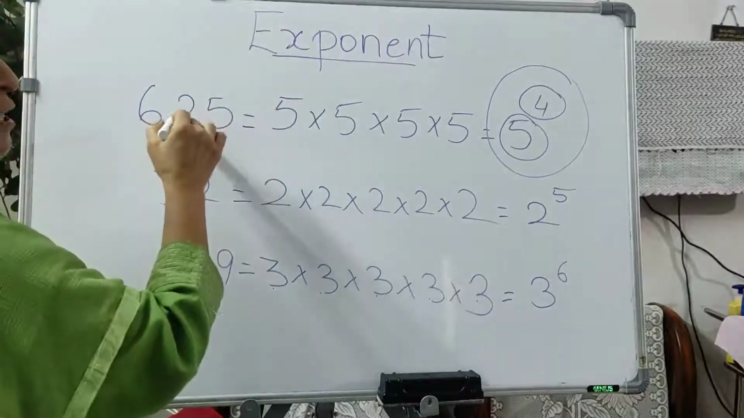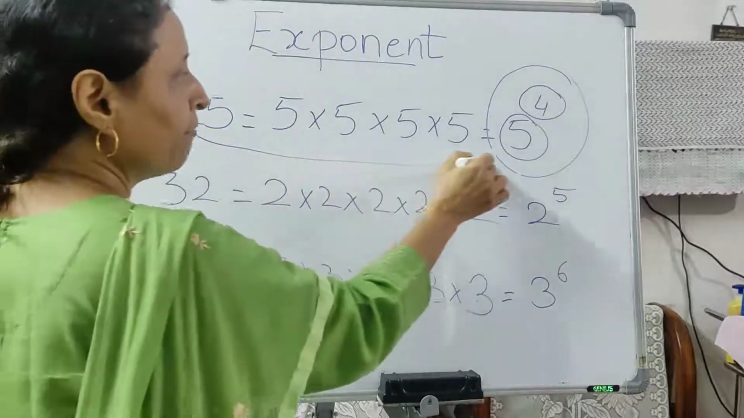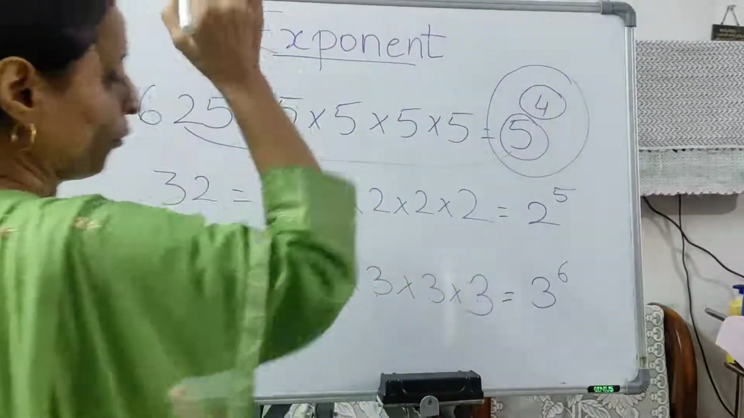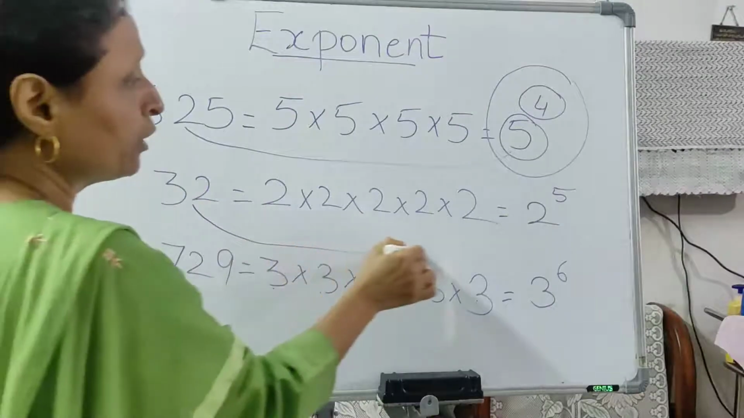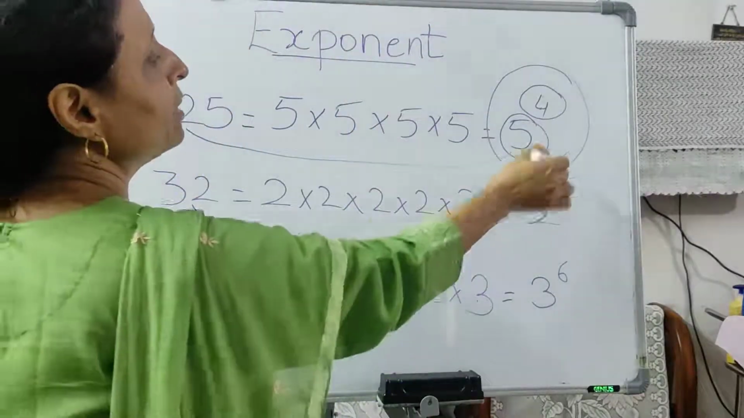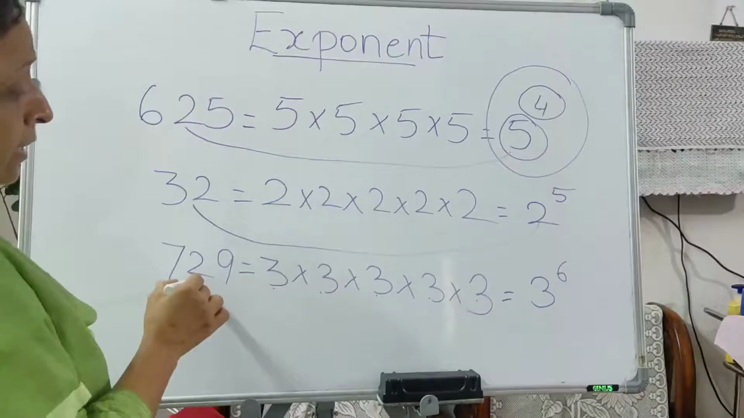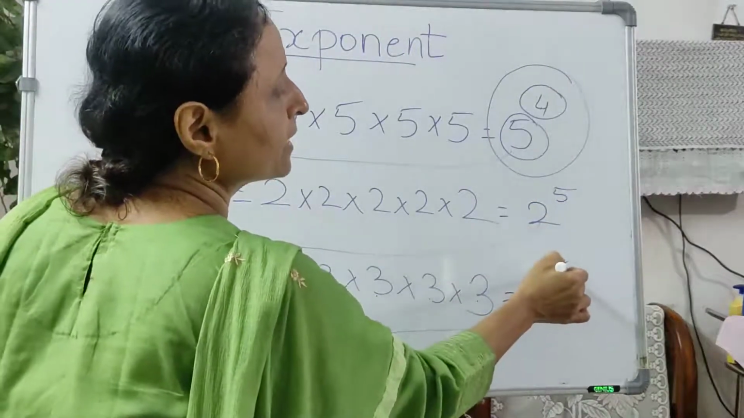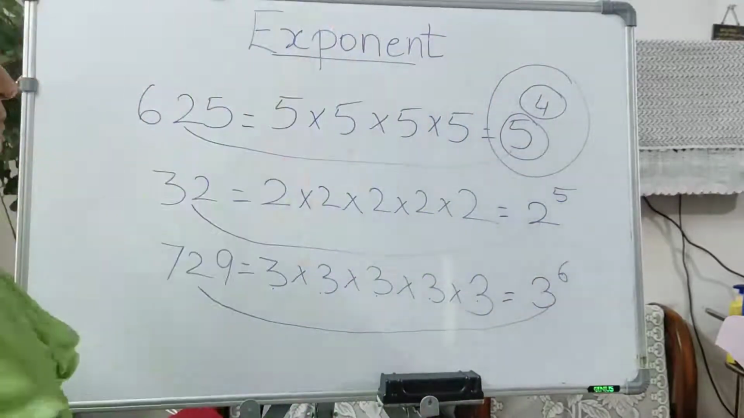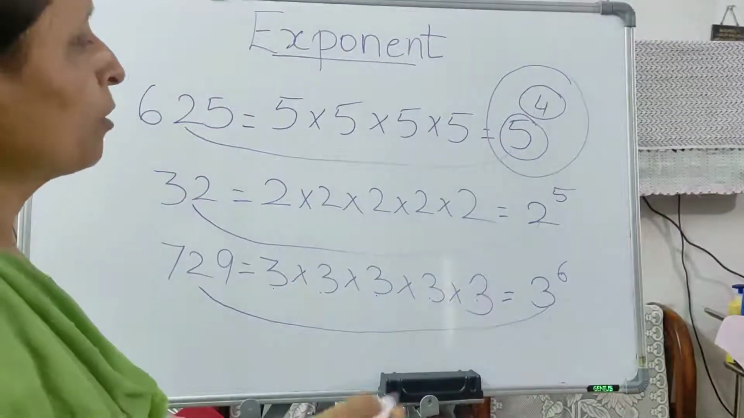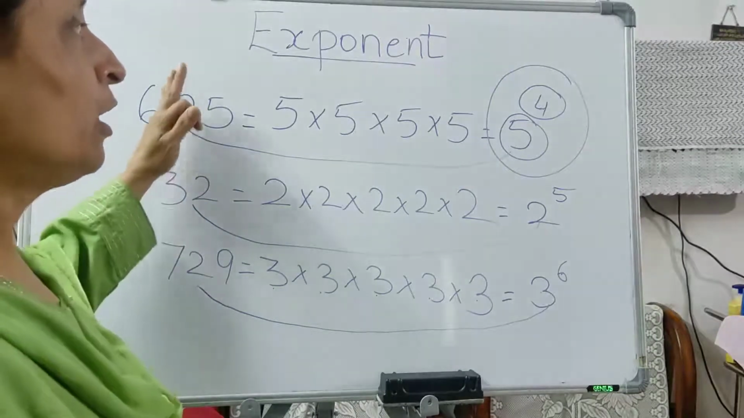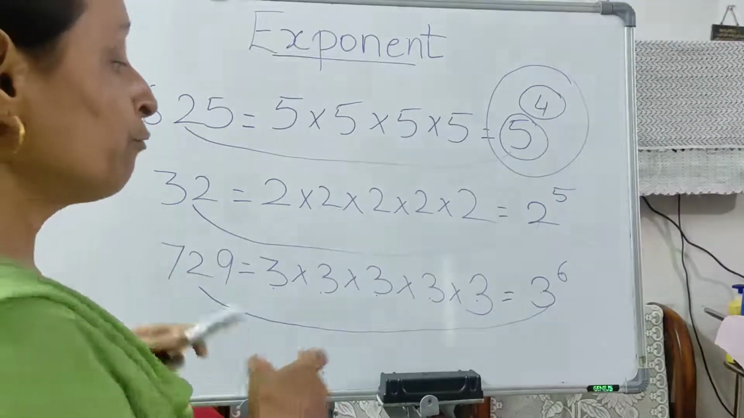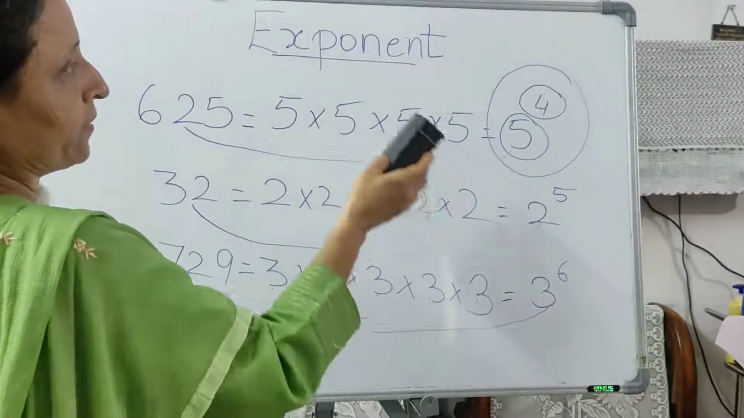So now the exponential form of 625 is 5 raised to 4. 5 is the base and the exponent is 4. The exponential form of 32 is 2 raised to 5. 2 is the base, 5 is the exponent. The exponential form of 729 is 3 raised to 6. 3 is the base and 6 is the exponent, or index or power. So this is how you can convert a number into exponential form by factorizing.